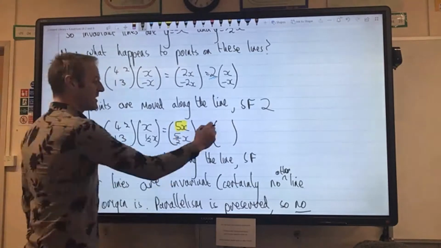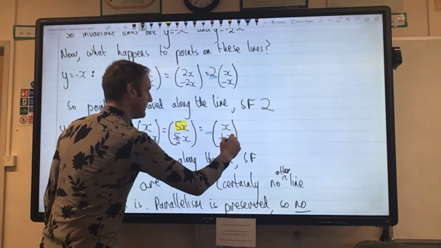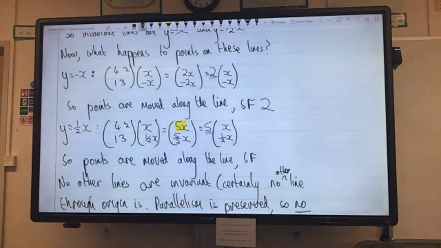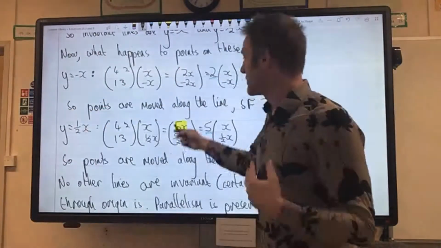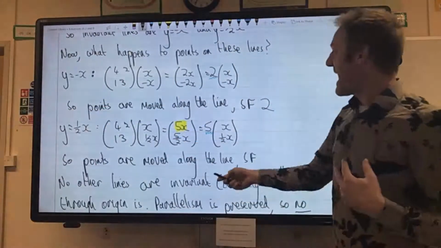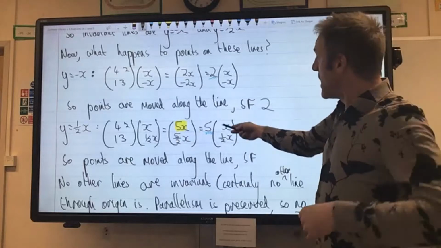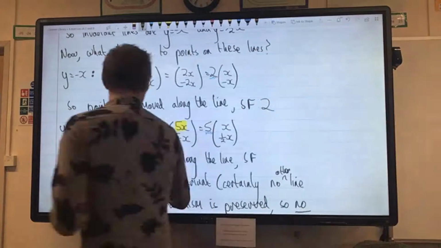Now what did we start with? We started with x and a half x. Yeah, and then like 5. That's it. So again, a point on the line y equals a half x, which has got coordinates x, half x, is still on the line y equals a half x. We knew that already, but it's been stretched along it by a factor of 5.